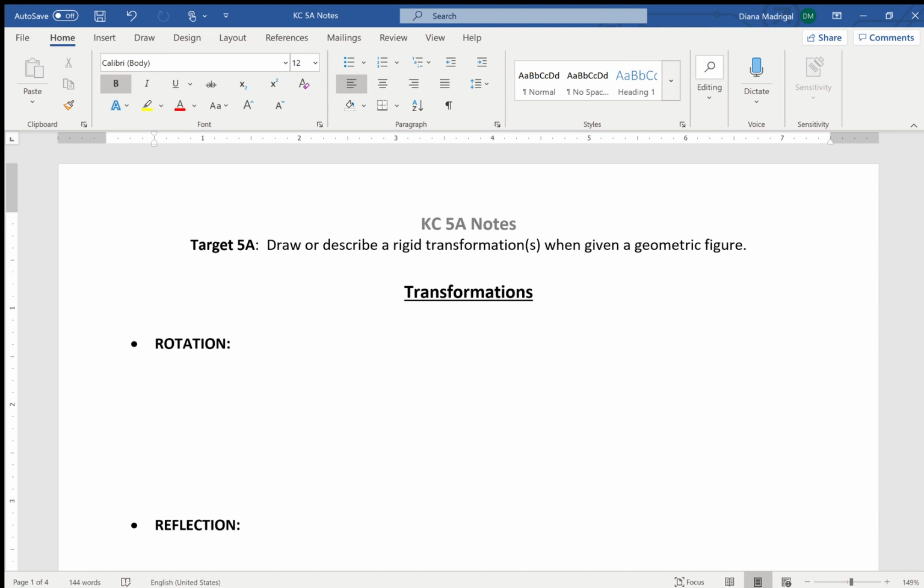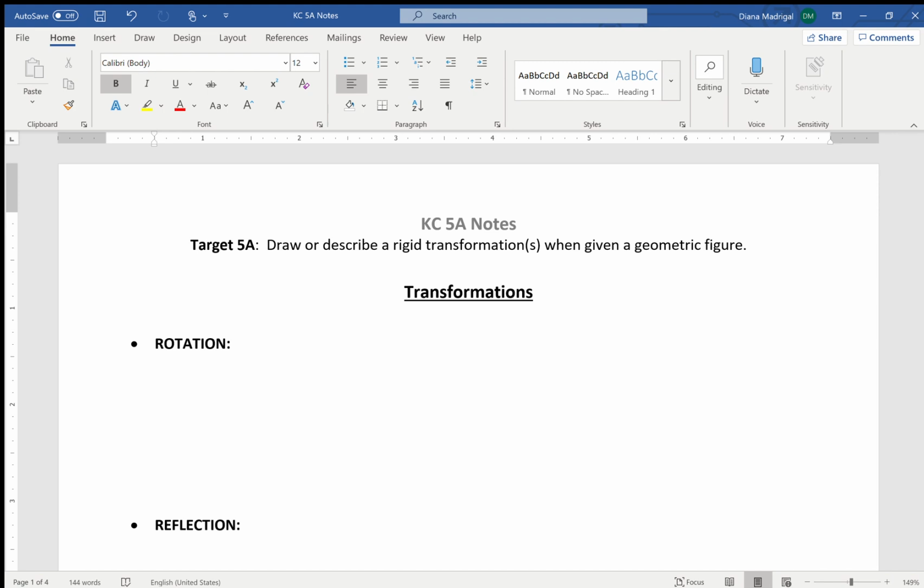The main thing with KC5 is learning the vocabulary. If we know the vocabulary, then we know what mathematical expression we're going to be using, or how to even figure out or how to solve the problem, okay?